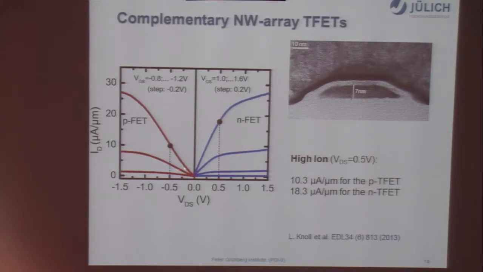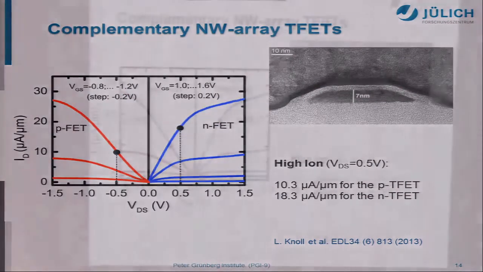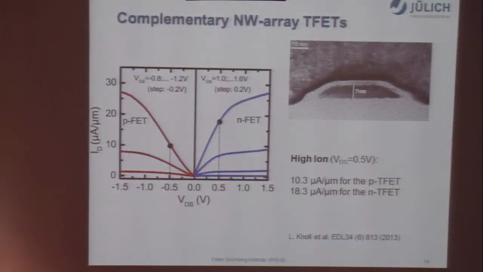You see here for the PFET we still have a slightly S-shaped curve at the beginning, but for the NFET we don't see anything. It's a really linear increase with the drain voltage. And also, for these two points, we focus on VDS 0.5 volt, we can achieve the on current of 10 microamps per micrometer for the PFET and 18 microamps per micrometer for the NFET. These are really large numbers if you compare to the published literature for silicon and silicon germanium TFETs.